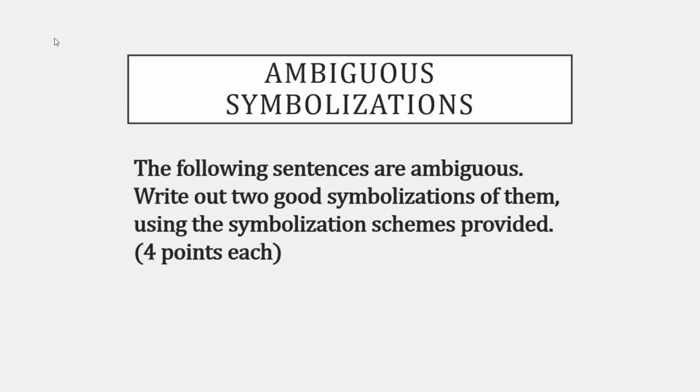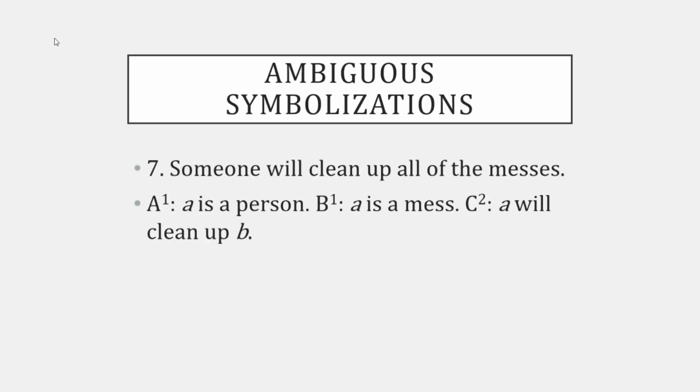So there's 4 points each, and you get 2 points for each of the 2 ways of symbolizing it. And there's 2 sentences. So I give you this sentence, you give me 2 symbolizations. There's 2 of those. So there's 4 in total, I guess.